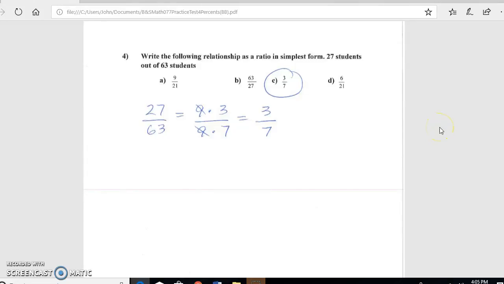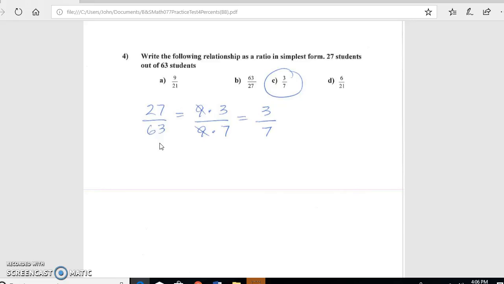This is the practice test for percents, and here we are working on problem number 4, which states: write the following relationship as a ratio in simplest form: 27 students out of 63 students. So a ratio can be set up just like a fraction, and the 27 students is mentioned first, so that goes on top. 27 out of 63, and 63 would go on the bottom.